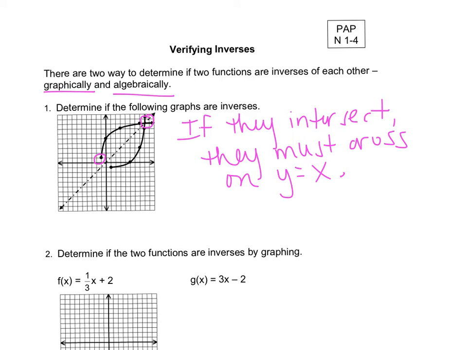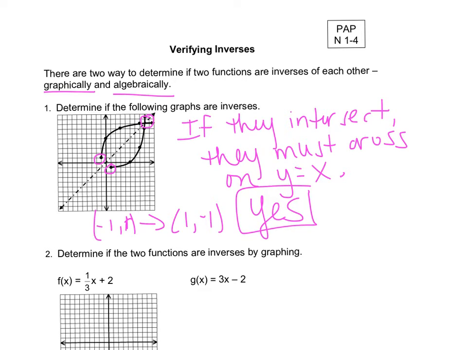So this is -1, 1. The reflection point should be 1, -1. And notice we have that point. Then you can continue on and look at the other points. So yes, these would be inverses. So graphically, check your points, make sure that they're flipped and reflected across the line y equals x. If they intersect, they have to intersect or cross on that y equals x line.